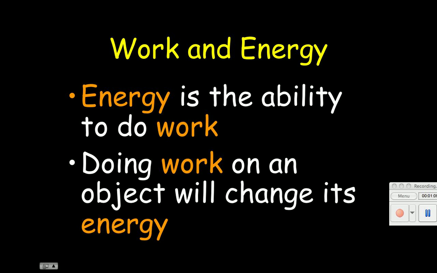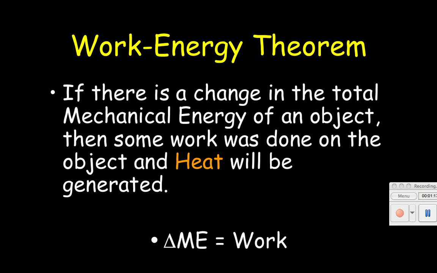So we're defining energy now as the ability to do work. Doing work on an object will change how much energy the object has. It'll either take energy away or give energy to the object. This brings us to something called the work energy theorem. If there is a change in the total mechanical energy of an object, then some work has been done to the object and heat must be generated. So mechanical energy we're going to define as how much work is being done on the object. The change of mechanical energy is equal to how much work is being done to that particular object. So if I put energy in, the amount of energy that I put in, that change is how much work I've done on that object.